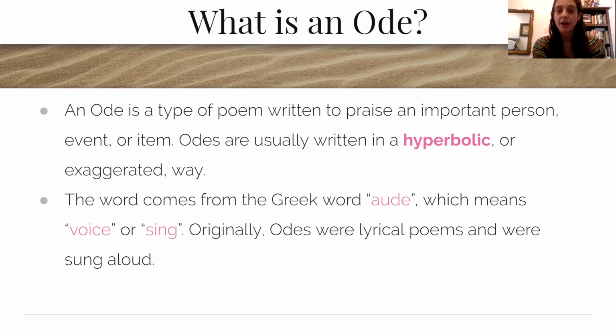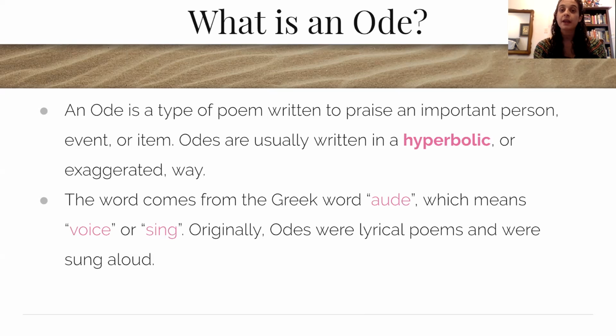We're going to come back to that word hyperbole in just a second. And here's the fun roots. The word comes from the Greek word aud. So you can think of audio or audible, and that means voice or to sing. I feel like we've had 18 Greek roots that mean voice, but apparently they really liked voice. Originally, odes were lyrical poems and they were sung out loud.